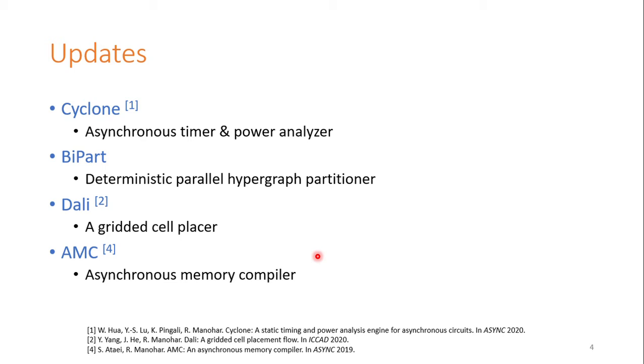In this talk, I'm going to go through the updates for 4 key components in our flow, namely Cyclone, an asynchronous timer and power analyzer, ByPart, a deterministic parallel hypergraph partitioner, DALI, a gridded cell placer, and AMC, an asynchronous memory compiler. Details for AMC can be found in our ASYNC 2019 paper.